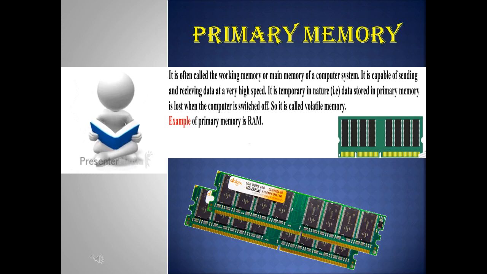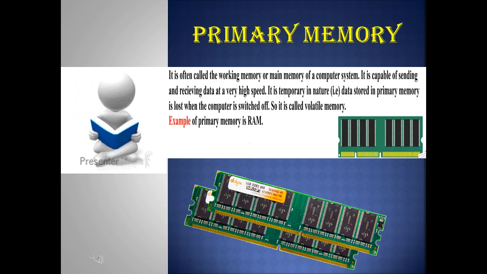First one, primary memory. It is often called the working memory or main memory of the computer system. The primary memory is capable of sending and receiving data at very high speed. Primary memory is temporary in nature, because when a computer is switched on, the primary memory's work is to store the data temporarily. When the computer is switched off, the data will be automatically deleted.